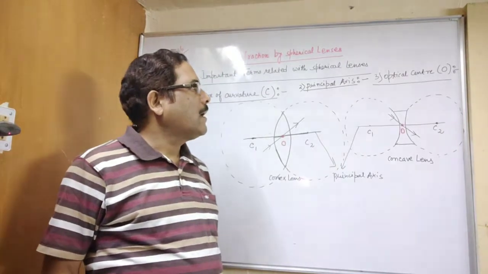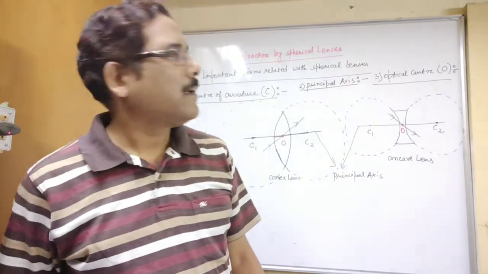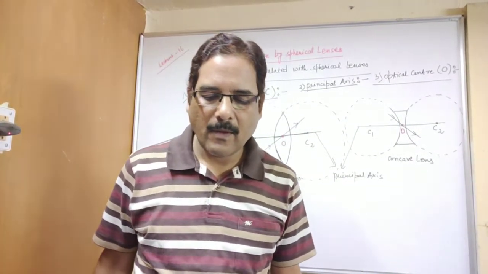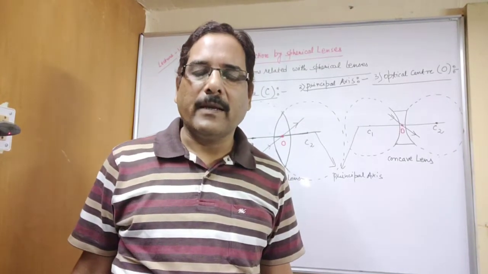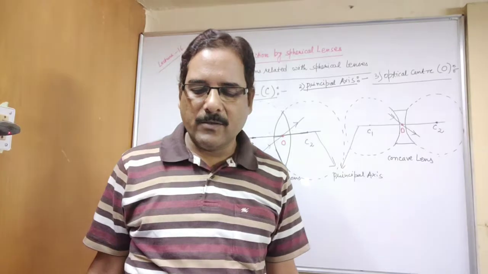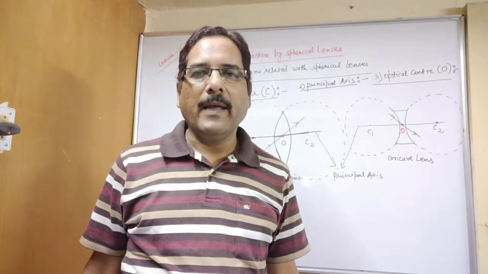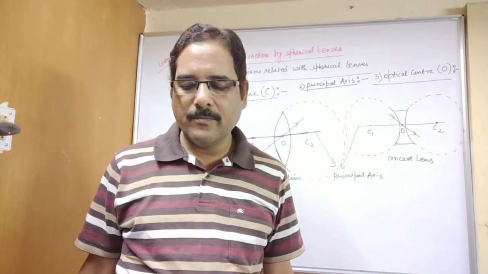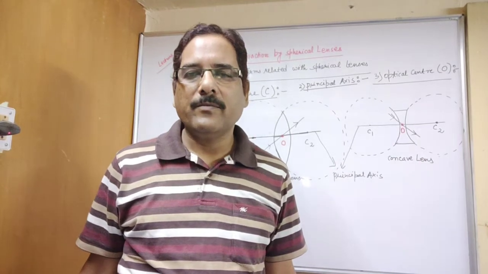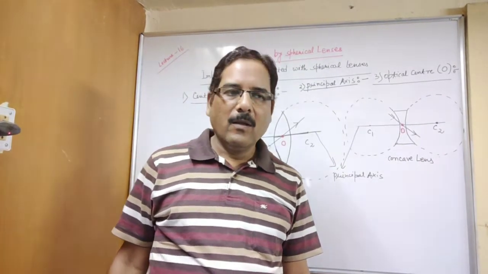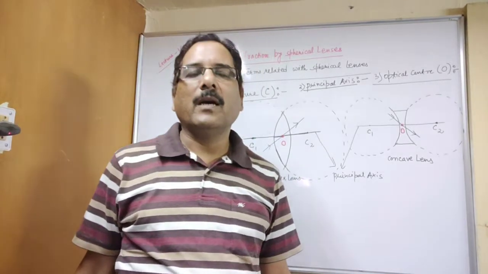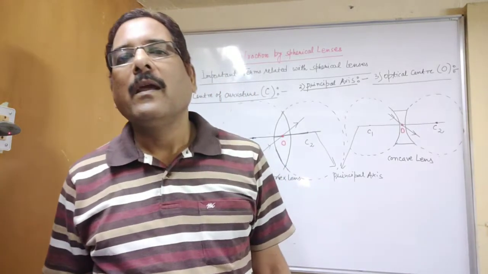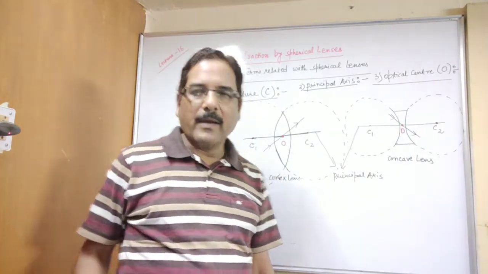You also mention a ray of light. In the same topic you write: a ray of light passing through the optical center of a lens passes straightway without suffering any deviation. Written?